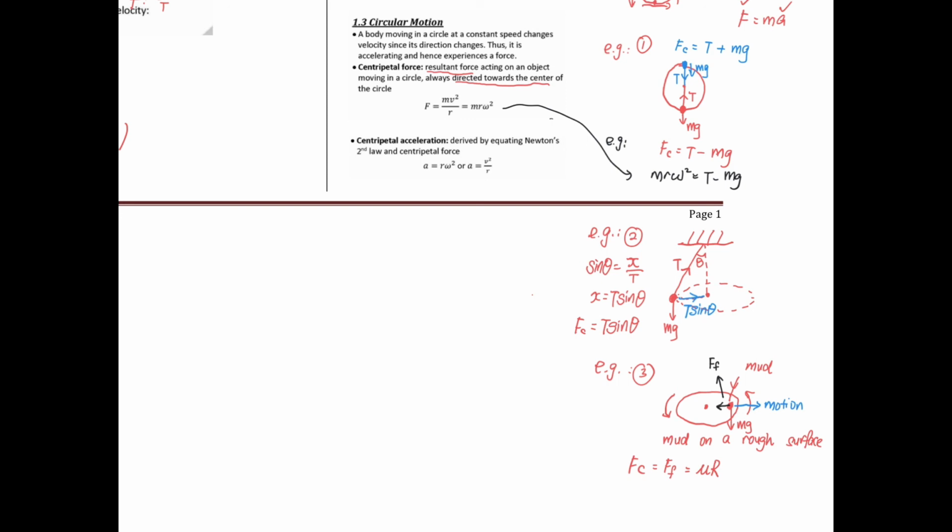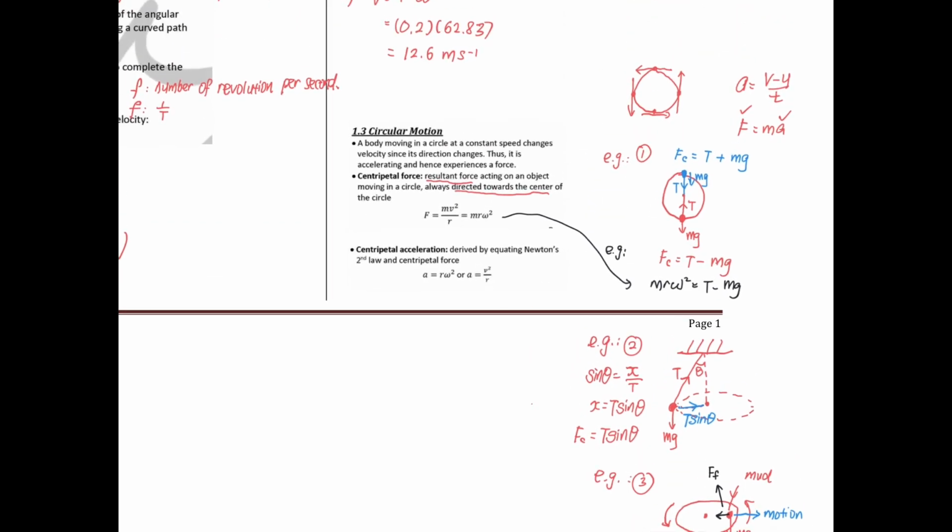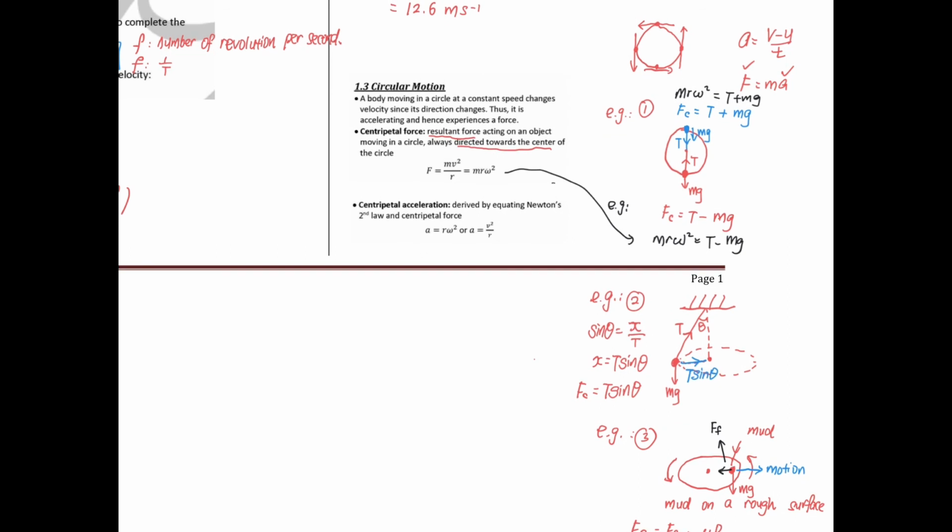And likewise, mr omega square equal to T plus mg. And then we can find out omega if the question is asking that. So it is possible to find it out. So that is how we apply it. We can let the centripetal force formula equal to the resultant force that we obtain. Just keep in mind, and of course you will see past year papers afterwards to understand more.